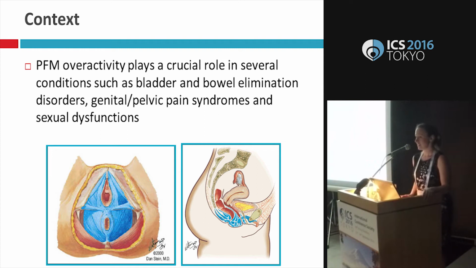So we already heard today that pelvic floor overactivity plays a crucial role in several conditions: bladder, bowel elimination disorder, genital pelvic pain syndromes, and sexual dysfunction. I think this emphasizes the importance of objective assessment as well as a thorough understanding of the pathophysiological pathway in order to guide the evaluation and the treatment, especially in physiotherapy.